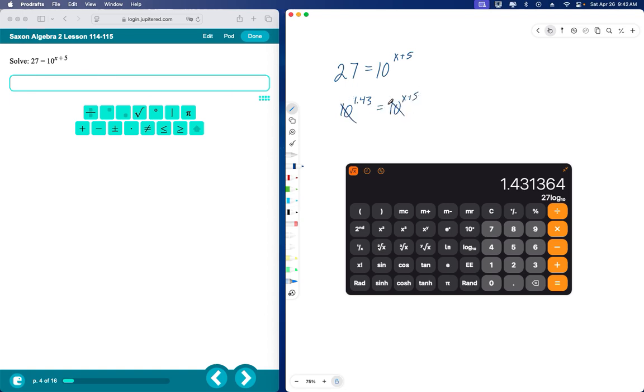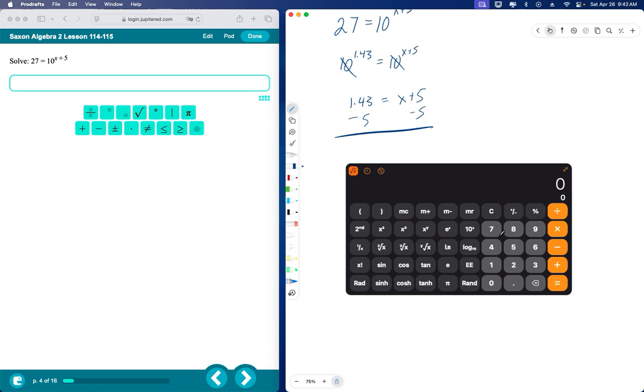These would cancel. I think I'm doing that right. 1.43, we factored out the 10 basically, is equal to x plus 5. We're going to subtract 5 from both sides. So 1.43 minus 5 is negative 3.57, which is the value of x. I think that's right. Let's see. We're going to find out right now if I did that right. I did it right. Woohoo!